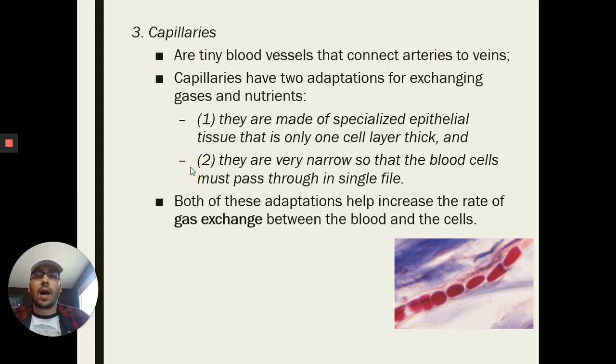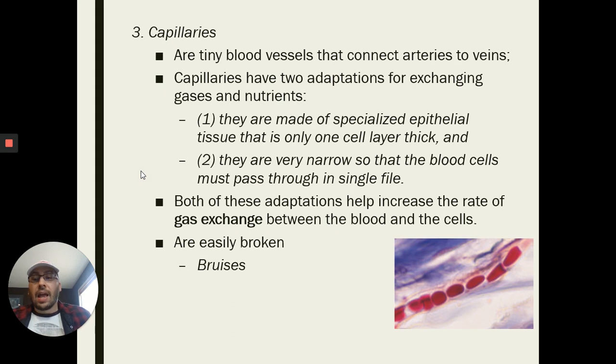Because of these two adaptations, the rate of gas exchange is really quick. Because it's so thin, because they're going single file, it's kind of like cattle getting herded through a corral or whatnot. They're all going through one at a time. It's very easy for you to pull things out of the cells, like oxygen, like nutrients, and very easy to put things back into the cells like carbon dioxide and waste, so it goes off.